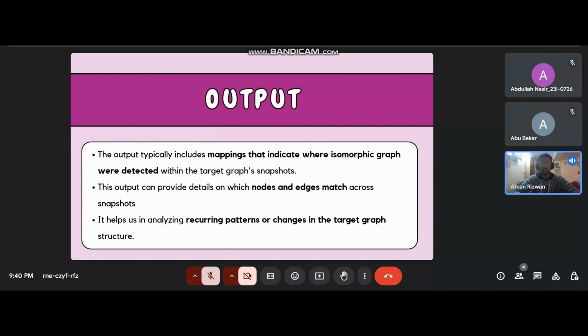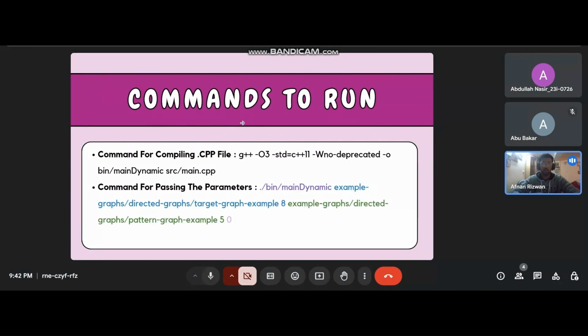The output is self-explanatory, and has also been covered in the previous slides. It tells about the mappings of different vertices, the relationship between the edges, as well as the recurring patterns or changes that might occur over time. These are the commands that are required to run our algorithm on a console.